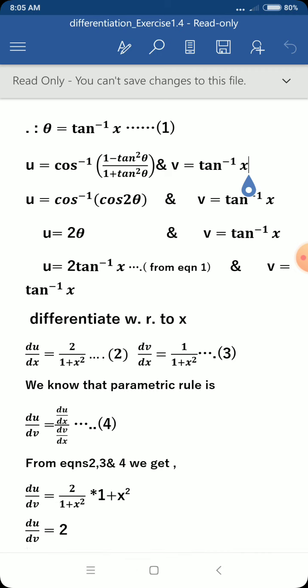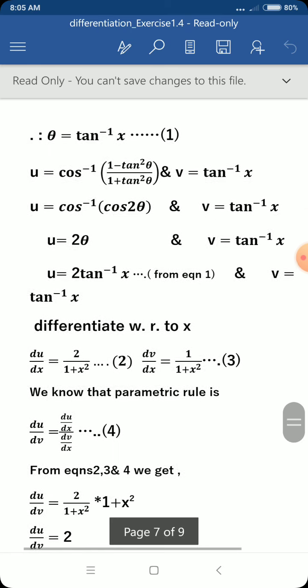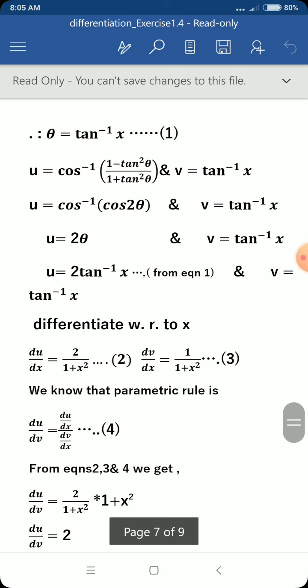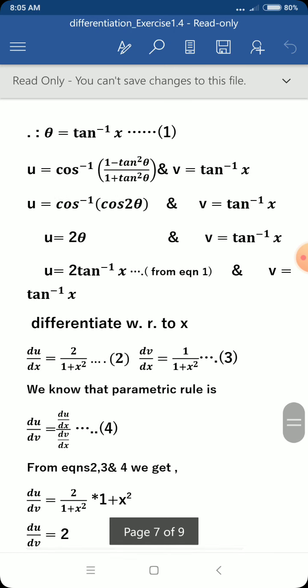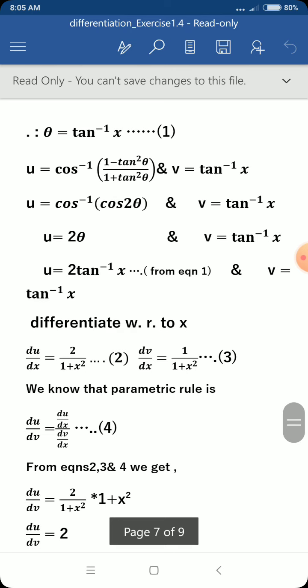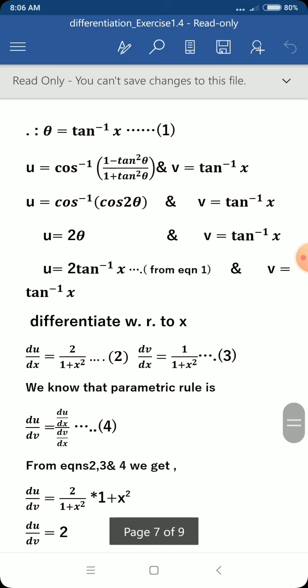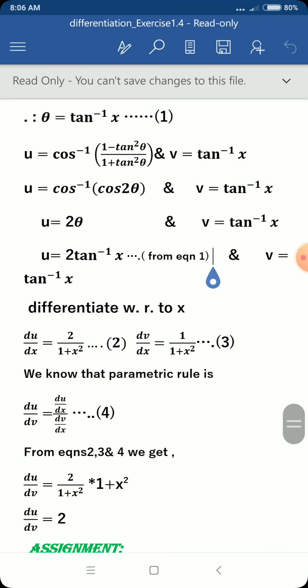Now here put the value of theta, which is tan inverse x, from equation first. Therefore we get u equal to 2 into tan inverse of x. Now differentiate this equation with respect to x. Therefore, the derivative of u with respect to x, du upon dx, equal to 2 into the derivative of tan inverse x, which is 1 upon 1 plus x square. Therefore, du upon dx is equal to 2 upon 1 plus x square. Call this equation number second.